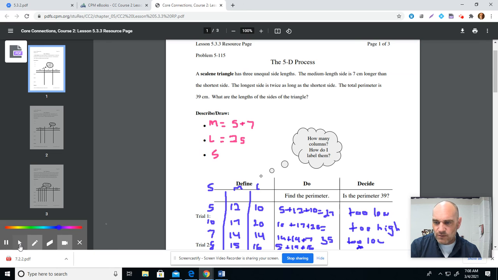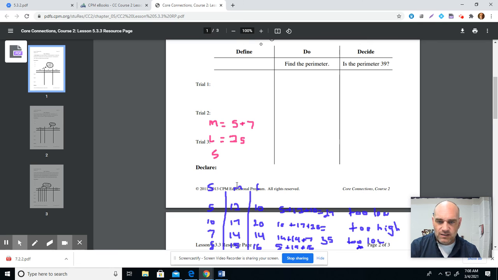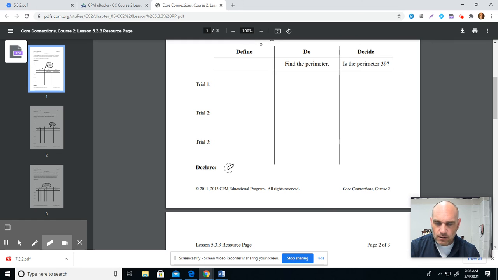All right, so we filled out our 5D. Now, the one thing that you cannot forget is we need to go down here and do the declare. I'm going to erase this stuff so we can see it. Remember, it was 8, 15, and 16. So in my declare, I'm going to write down what the sides are. My short side is 8, my medium side was 15, and my long side was 16.